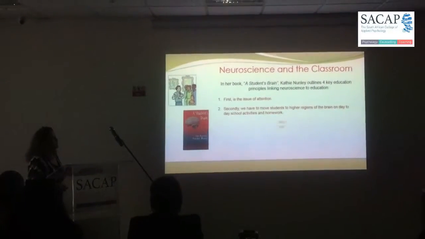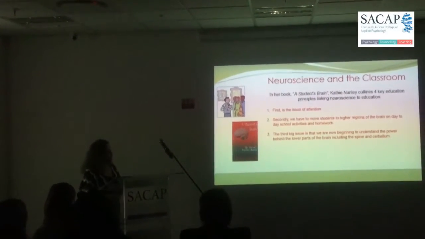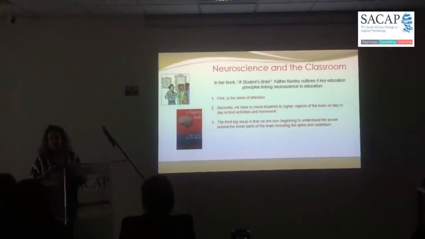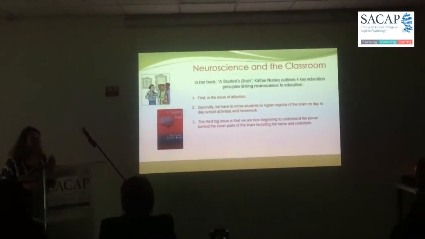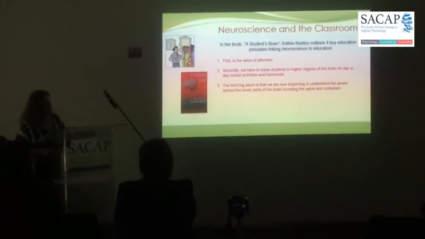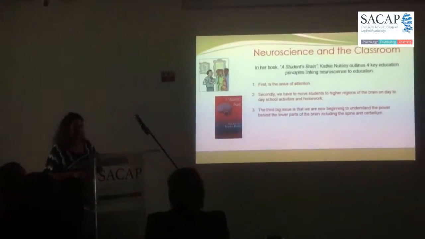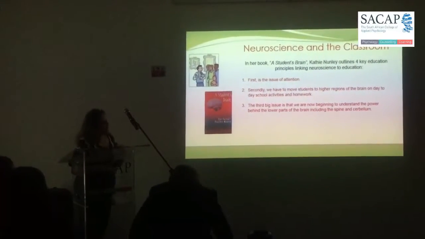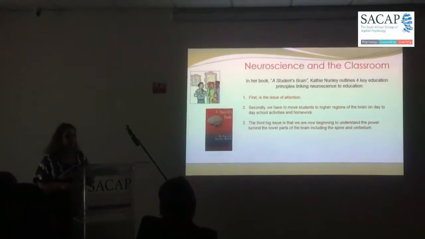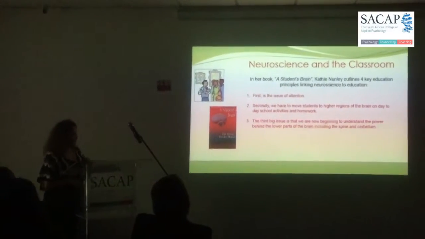Okay? The last important aspect about brain research in the classroom has to do with the power behind the lower levels of the brain: the spine, the spinal cord, and the cerebellum. Previously, we have done most of our research around the frontal lobes, executive functioning, the high levels of the brain. More recent neurological research is highlighting that the spinal cord and cerebellum actually also have quite a lot of capacity for learning and memory.